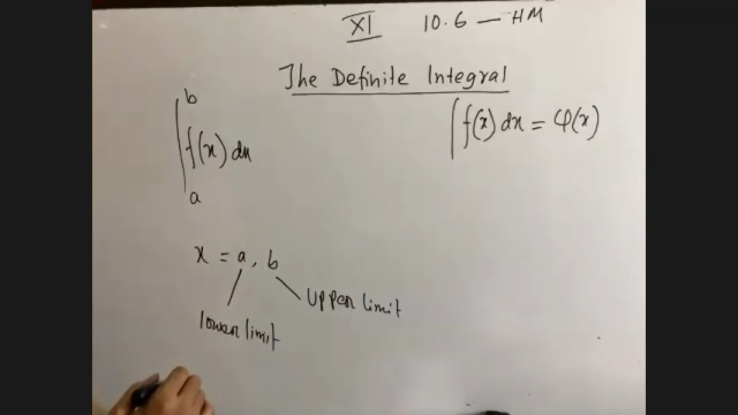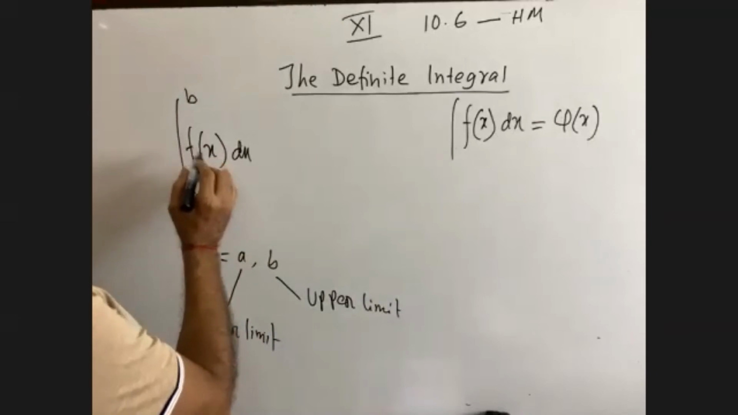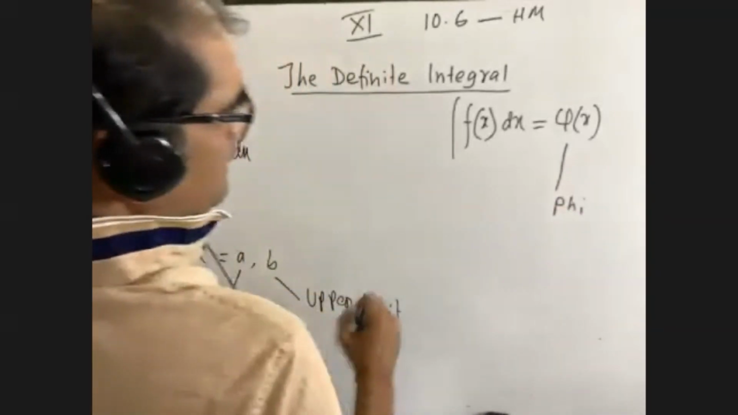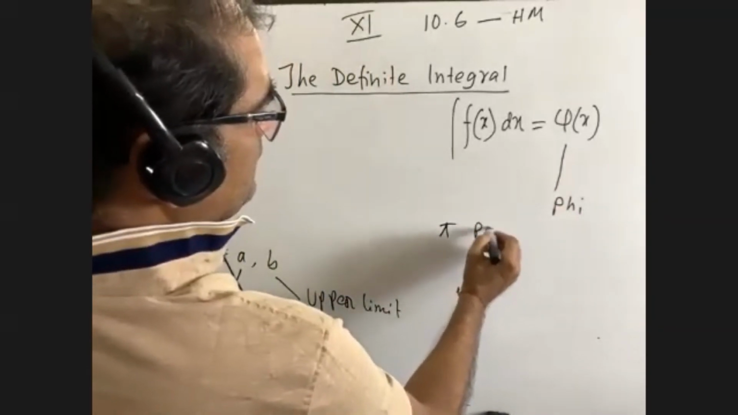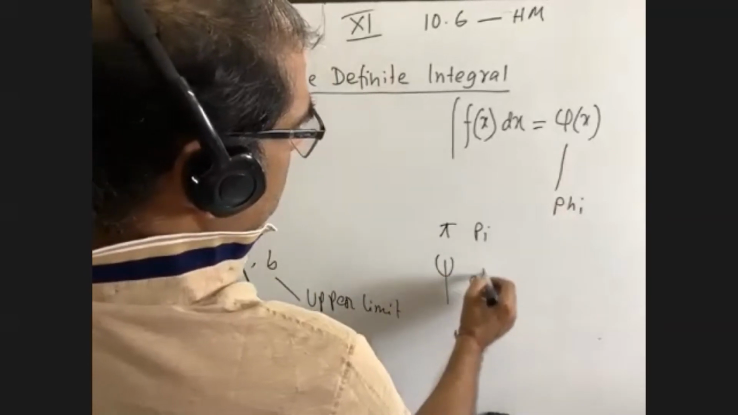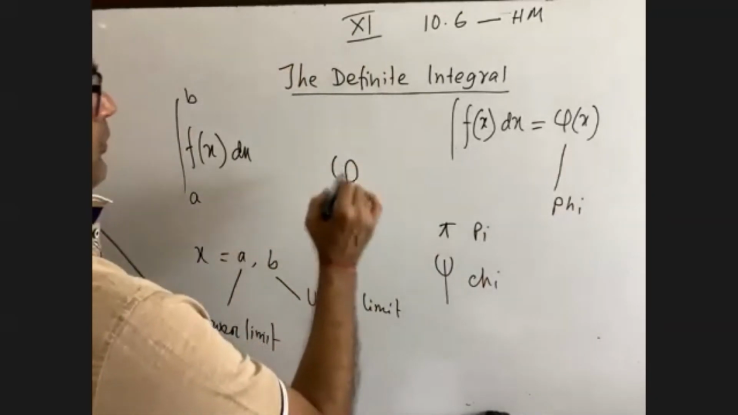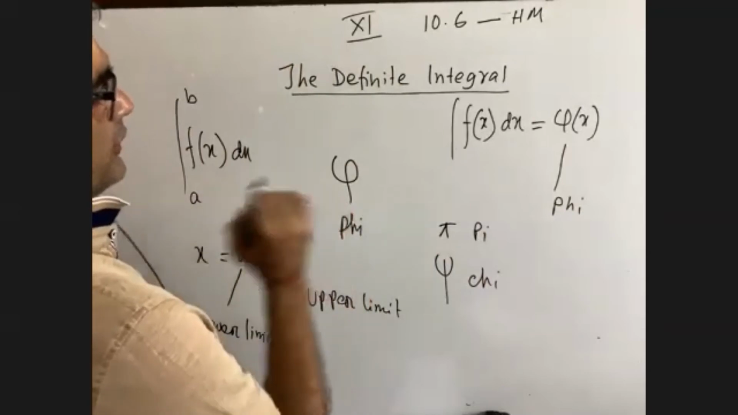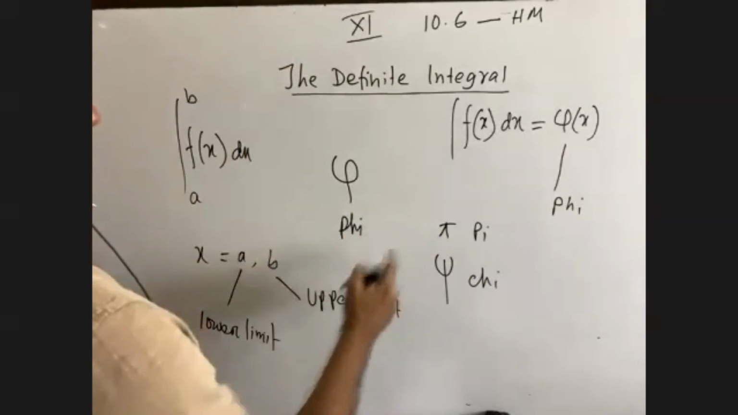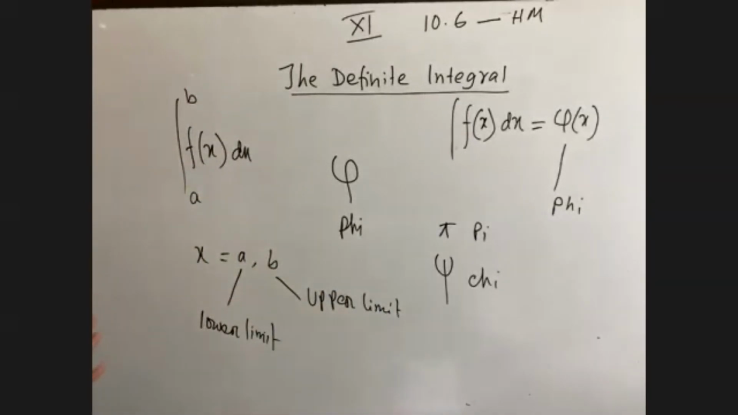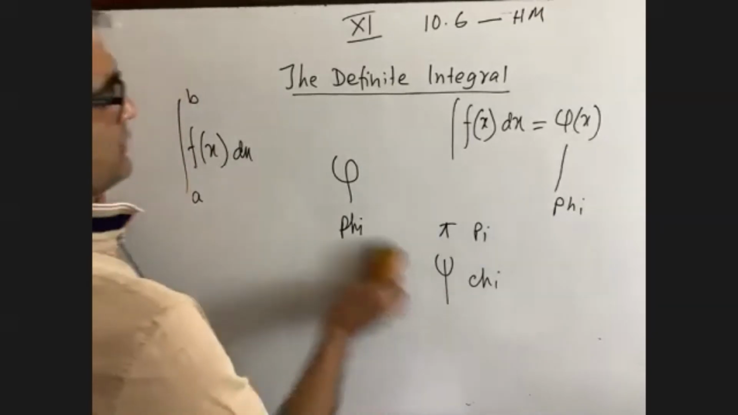On the right side, before x, what have you written? Right side before x. This is known as phi, and this is pi, and this is psi. Please try to understand. This is phi, this is psi, and this is pi. Pi, phi, psi. So what we are getting here is just one thing: a is the lower limit and b is the upper limit. That's good.